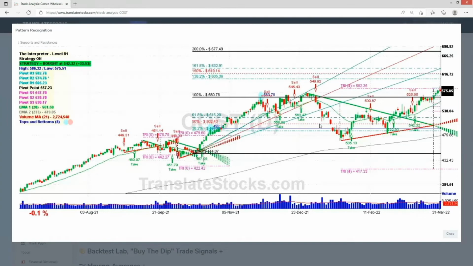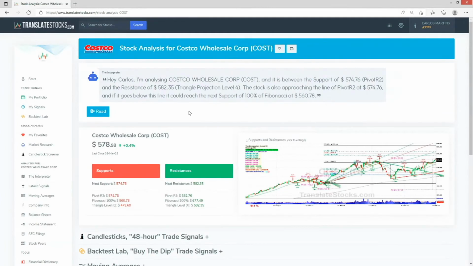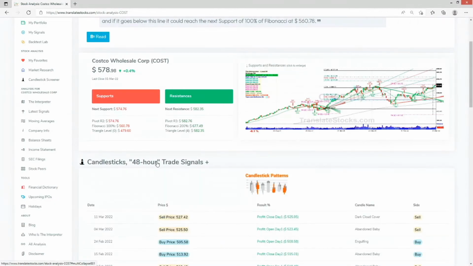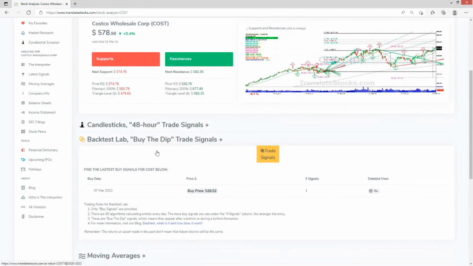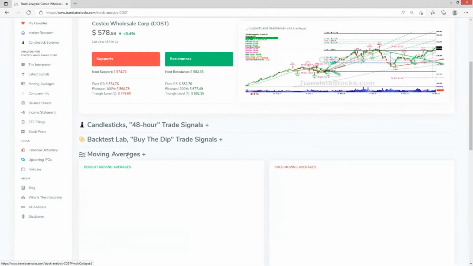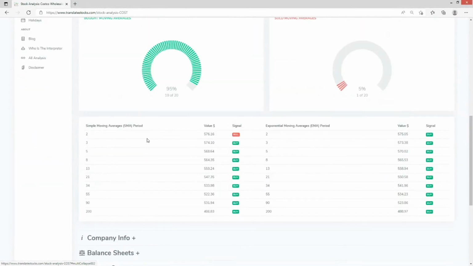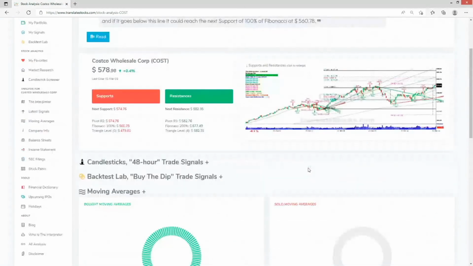So we can use the analysis by the interpreter, which are ready to go every single day for us, done for all stocks from one of the three major indexes, the Dow 30, NASDAQ 100, or the S&P 500. So then, we can use this information and cross it with trade signals, like the 48-hour candlestick signals, as well as longer-term trading signals, like the buy the dip signals from the backtest lab. We can also combine the technical analyses and trading signals with moving averages, simple moving averages, as well as exponential moving averages. And then we can combine all of this information in order to make the best decision for our investments in the stock market.